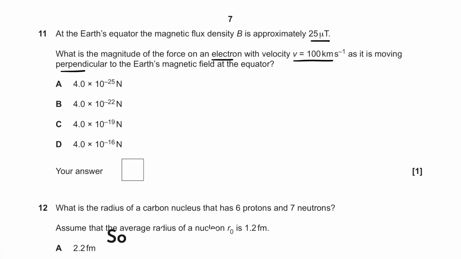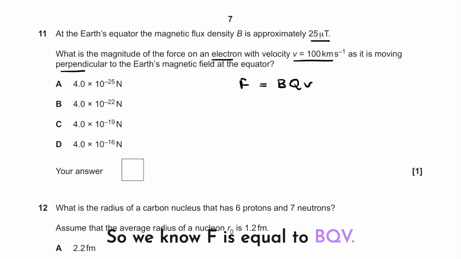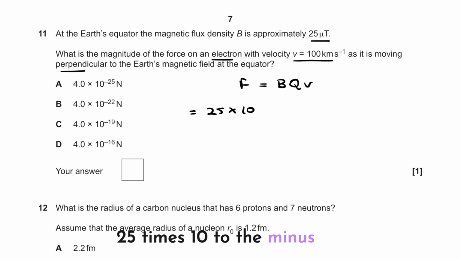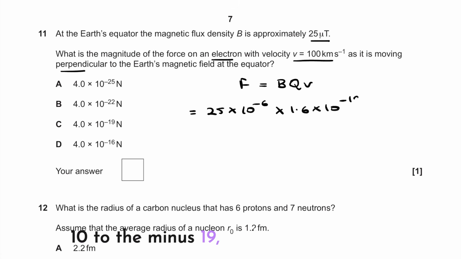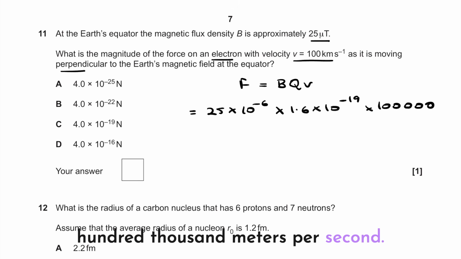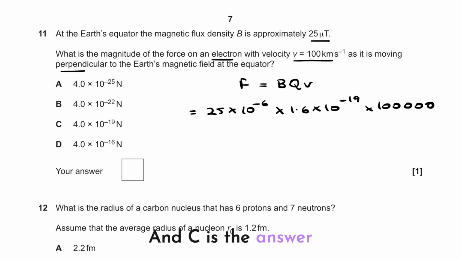So we know F is equal to BQV. 25 times 10 to the minus 6 teslas. Charge on an electron is 1.6 times 10 to the minus 19. And the velocity is 100,000 meters per second. And C is the answer.